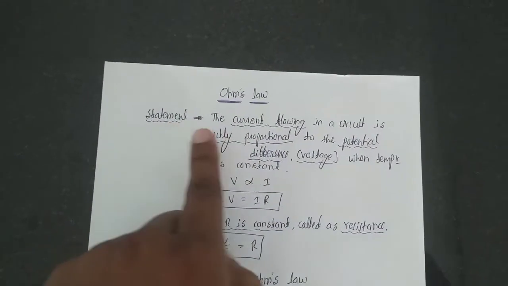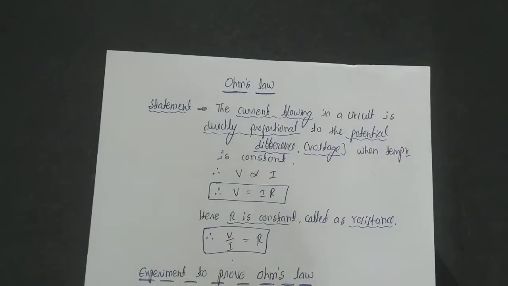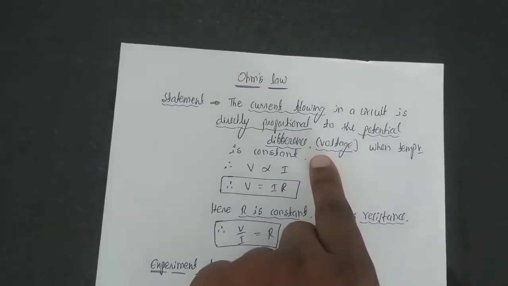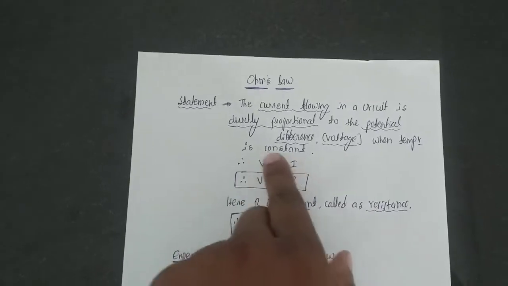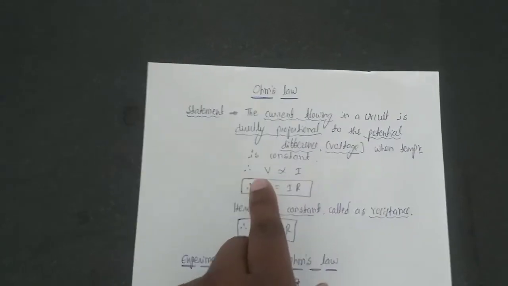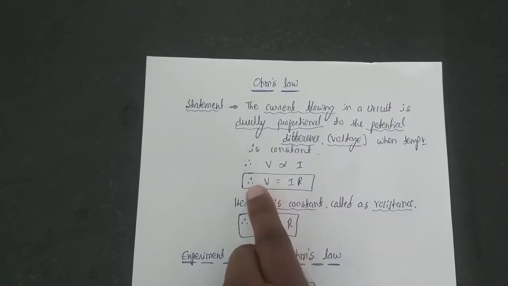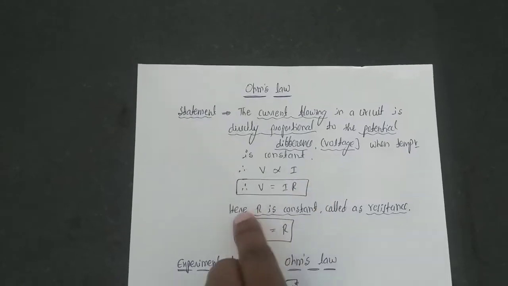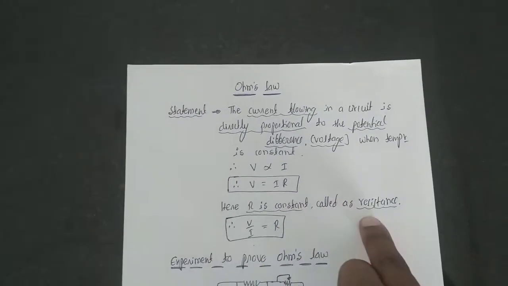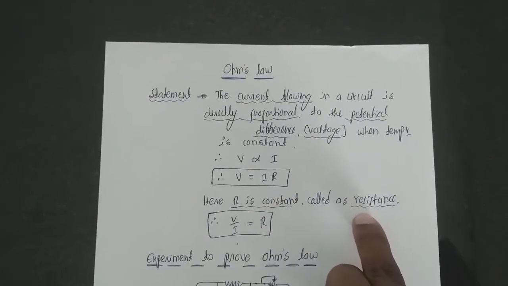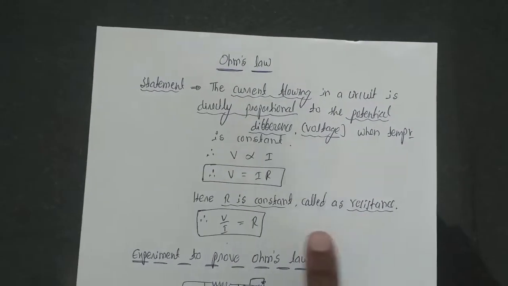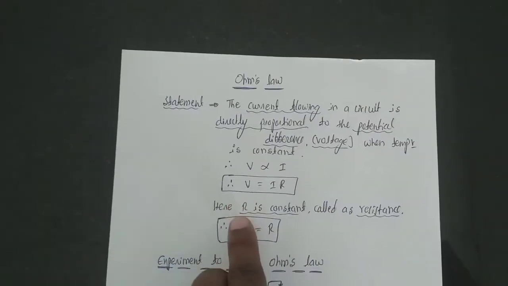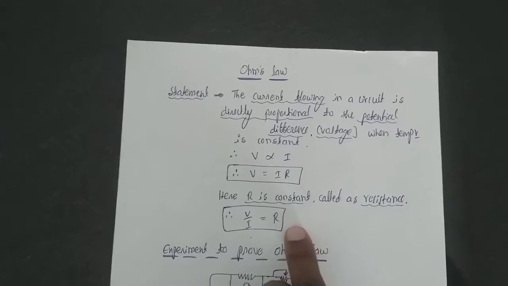The statement of Ohm's Law is: the current flowing in a circuit is directly proportional to the potential difference, that is voltage. So how we write it: V is directly proportional to I, and to replace the proportionality symbol we use V equals I, and the proportionality constant called R is used. So here R is the constant and it is called resistance. What is resistance? The opposition to the current flow is called resistance. So the formula becomes V by I equals R.